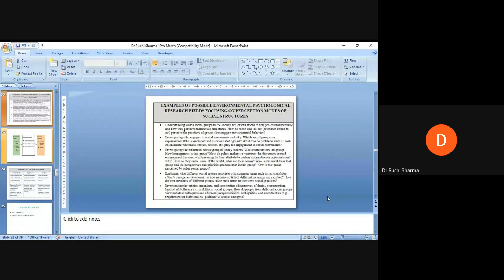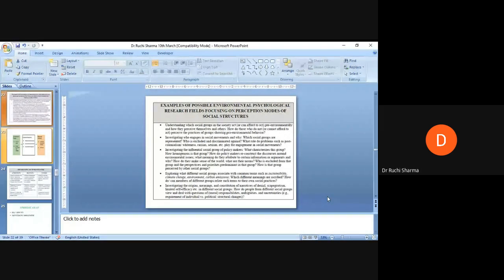What are their norms? And who or which countries are excluded from this group and don't have any say in the decision making, and how is this group being perceived by other groups? So exploring what different social groups associate with common terms such as sustainability, climate change, environment, carbon emissions, and which different meanings are ascribed to this.